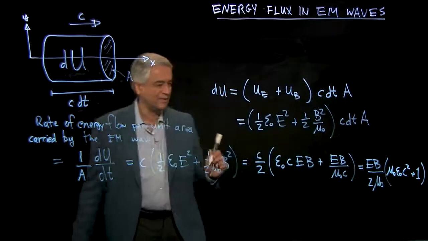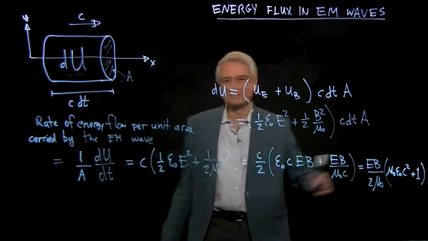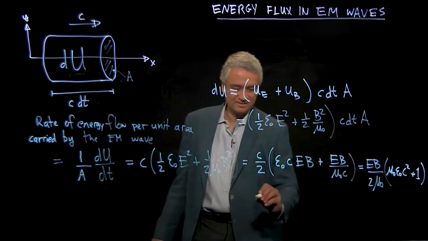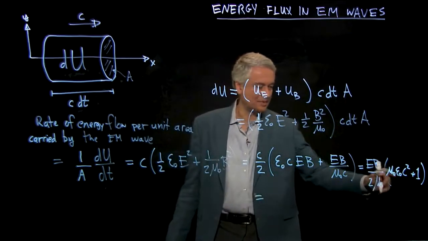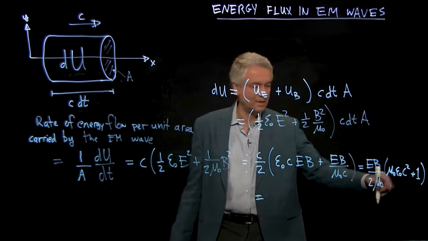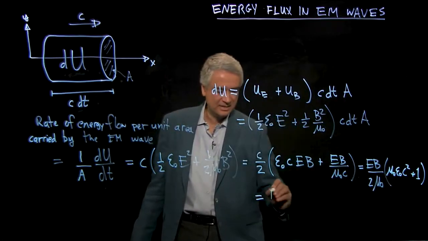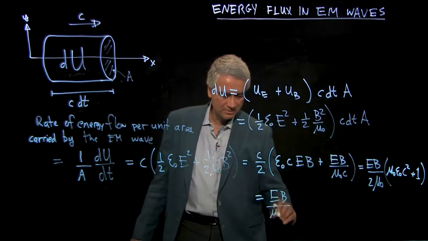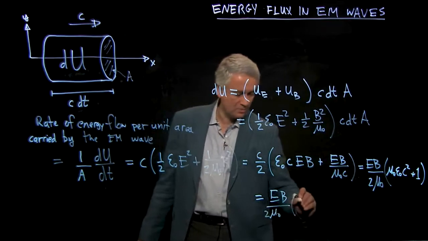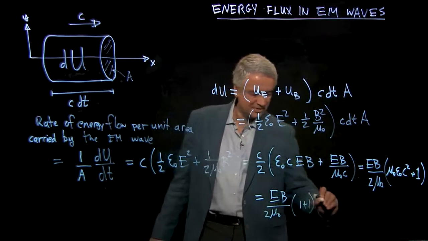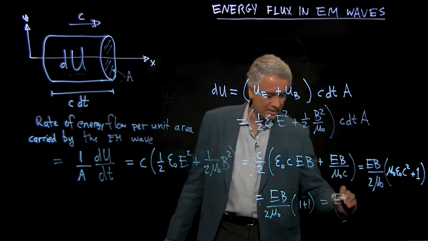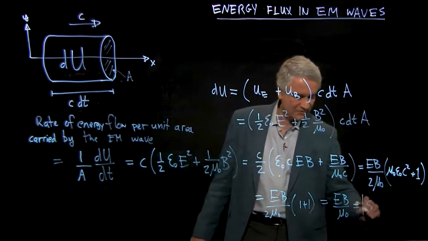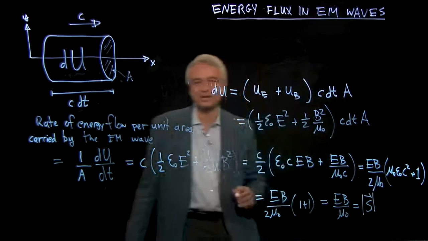And now I realize why this rings a bell. The reason this rings a bell is that C squared is just 1 over mu naught epsilon naught. Look at that. C squared is 1 over mu naught epsilon naught, so this is just 1. And so what I have left is EB over 2 mu naught times 1 plus 1, which is to say I have EB over mu naught, which is indeed the magnitude of the Poynting vector in this electromagnetic wave.